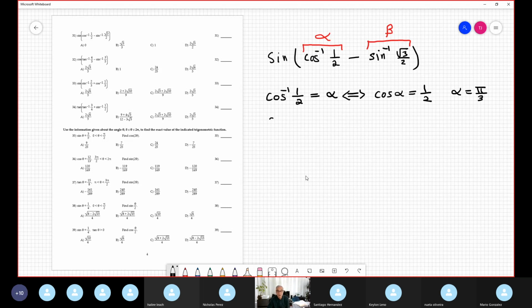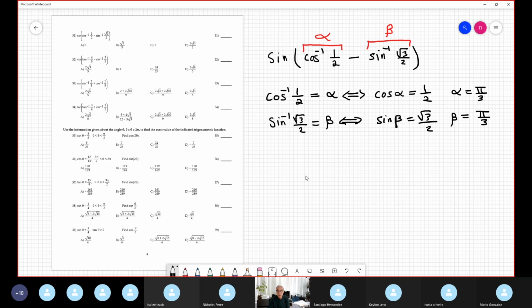Okay, similarly, sine inverse of radical 3/2 I call beta, which is equivalent to saying that sine beta is equal to radical 3/2. Then I know that beta lies also in the first quadrant because sine inverse of a positive value gives me an angle always in the first quadrant. And beta in this case is, by coincidence, pi/3. Wow, pi/3 plus pi/3.